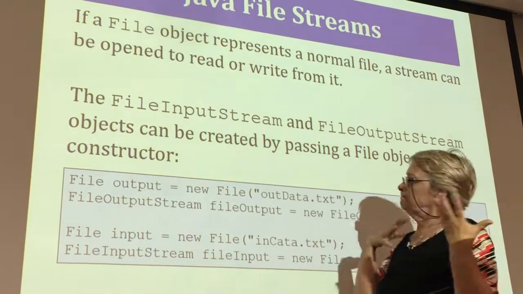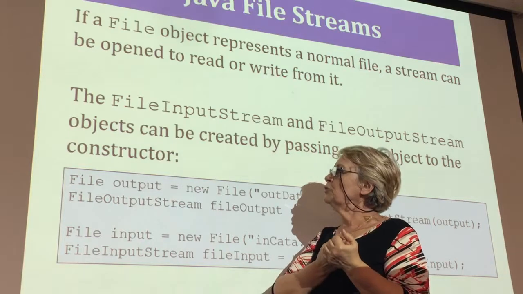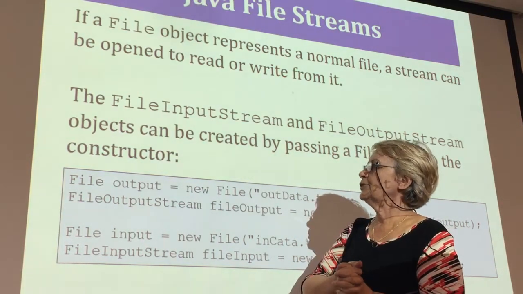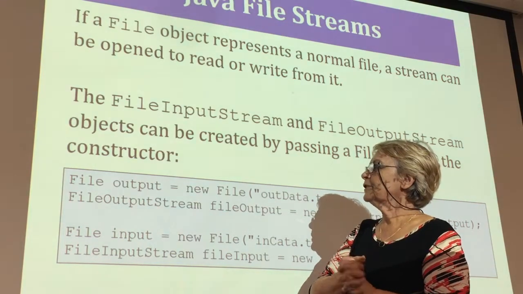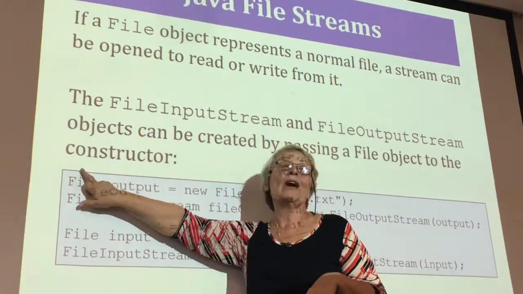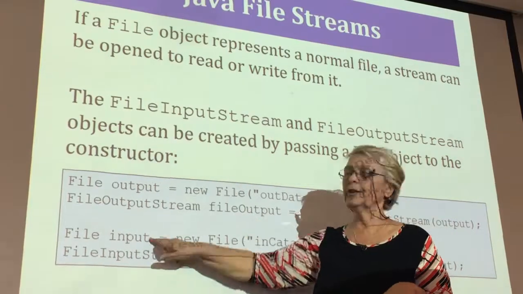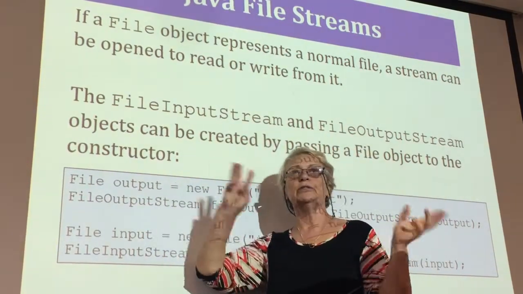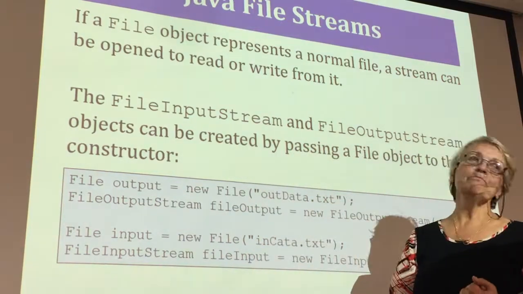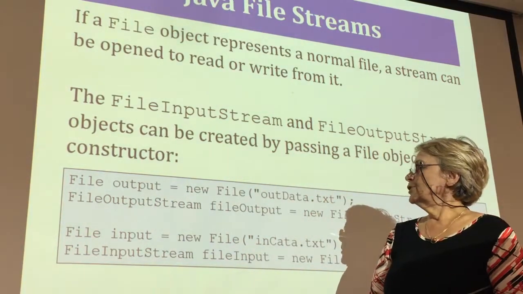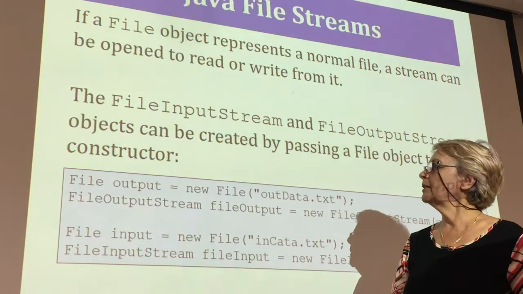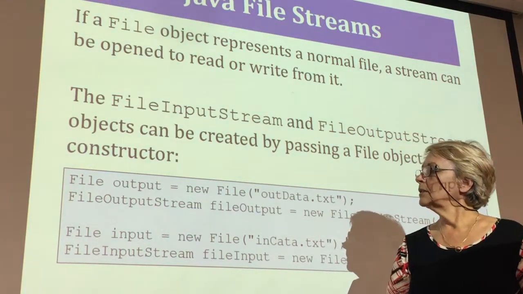What I would say is somehow important to notice is that in order to work with files, you have, first of all, to declare objects of file type, output or input, because these are used by the file output stream or file input stream. So there are two steps when working with files in Java.